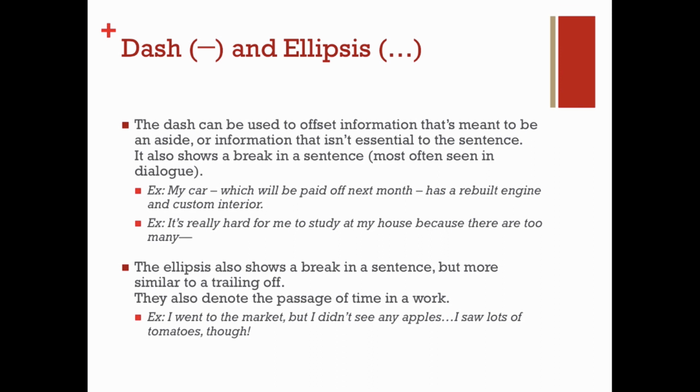The example that I have here: "I went to the market, but I didn't see any apples... I saw lots of tomatoes, though." That's a trailing off there in the middle of that sentence. It also denotes a pause, a longer pause than a comma would give you.